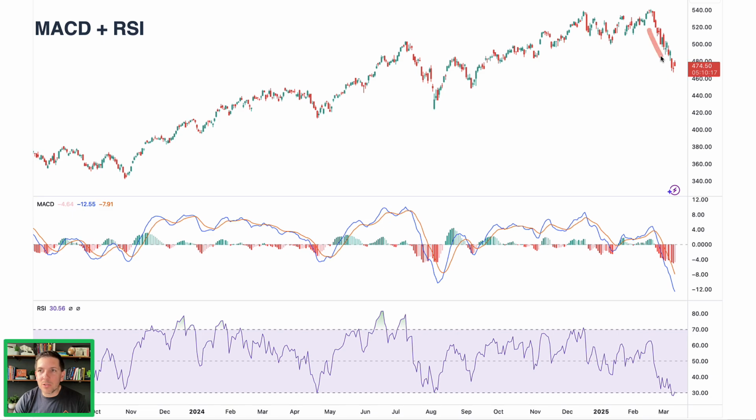So right now, things are a little bit more overextended to the downside. Obviously, MACD is super, super low. We don't have that buy signal yet, but RSI is down here. It gives us a little bit of a buy signal because it's really, really oversold.